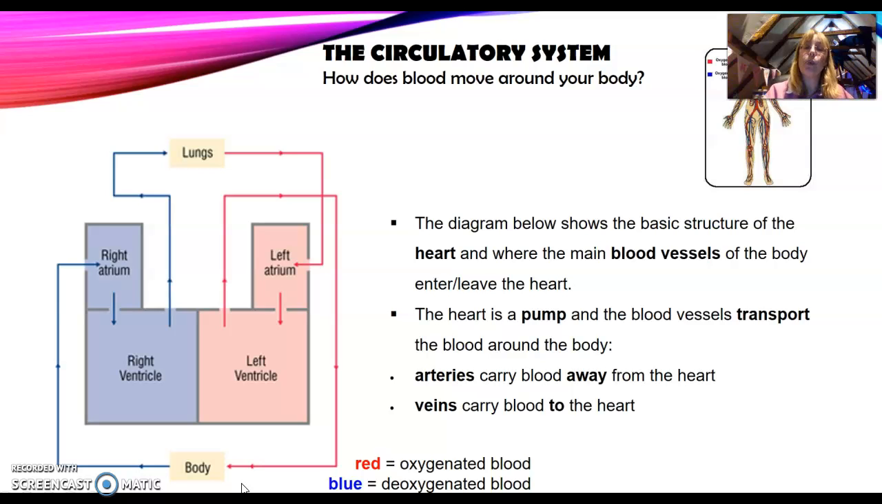And the same happens with the veins. All veins carry blood back to the heart. Most veins are going to be carrying deoxygenated blood. The exception is the pulmonary vein, because that's carrying oxygenated blood to the heart. Okay, we'll look at that more when we look at the heart again in detail.